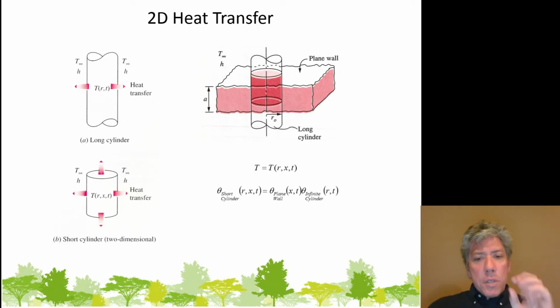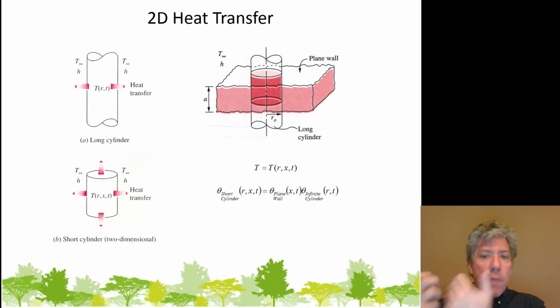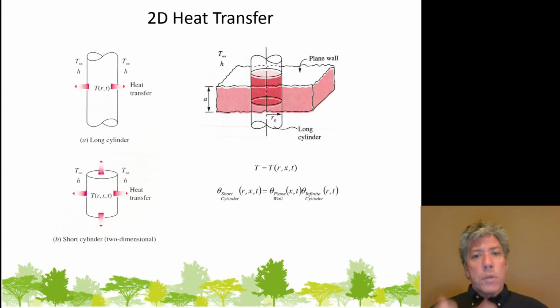The dimensionless temperature of the short cylinder as a function of radius R and position X axially is simply the product of the dimensionless temperatures from the solution for the infinite cylinder and the solution of the plane wall. And finally, yeah, I know it's a little bit of a pain to get those two solutions, but if you get the two and you multiply them together, you've got the solution for the short cylinder.